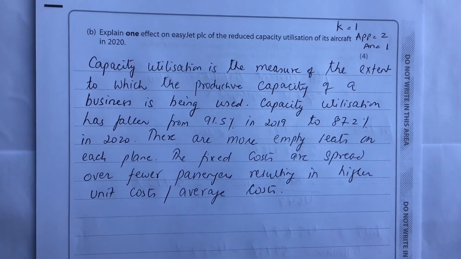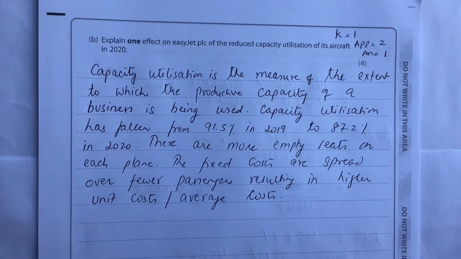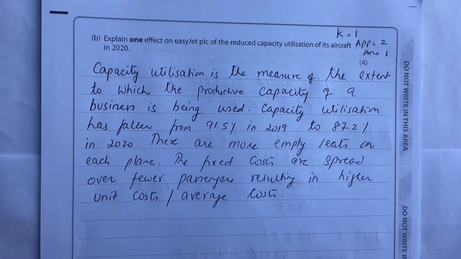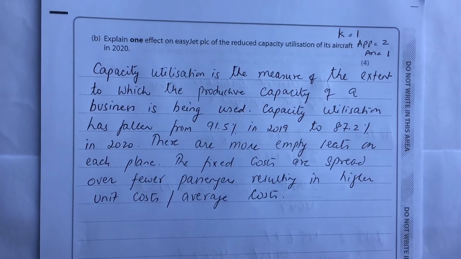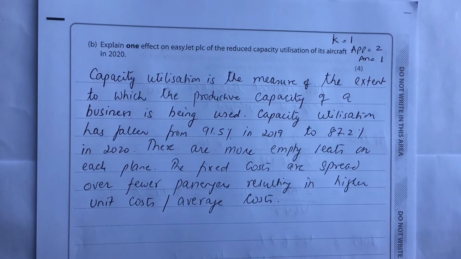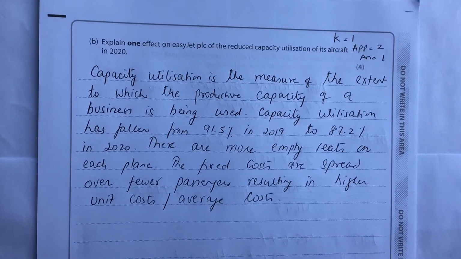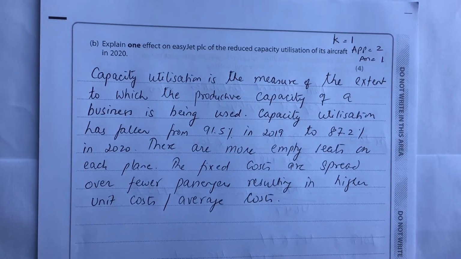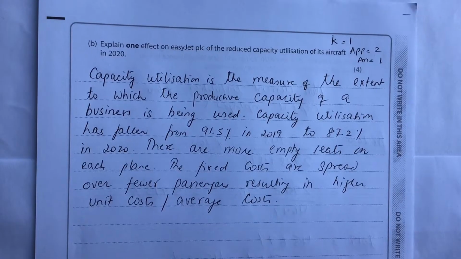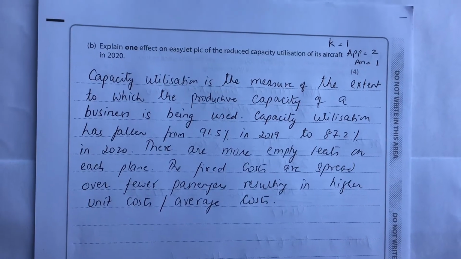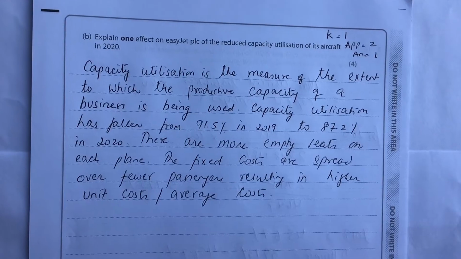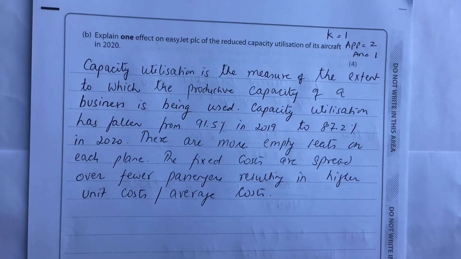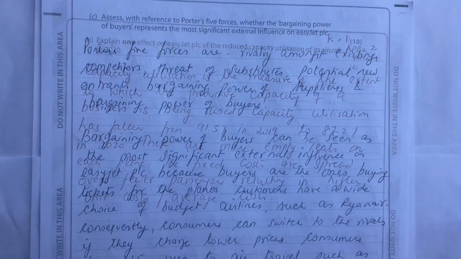So capacity utilization is the measure of the extent to which the productive capacity of a business is being used. Capacity utilization has fallen from 91.5 in 2019 to 87.2 in 2020. So this is picked up from the extract. So that's one application. There are more empty seats on each plane. The fixed costs are spread over fewer passengers, resulting in high unit costs or average costs. So there are 2 application points there. There's some data used there, and then the answer is in the last sentence. So that's how you answer your 4 marker.